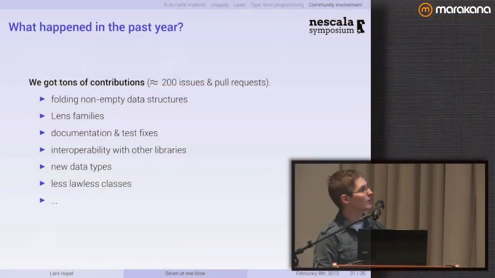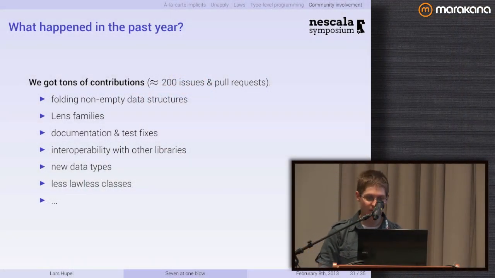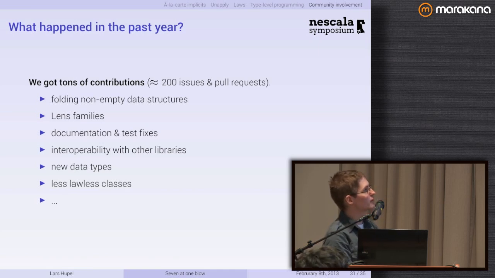So what actually happened in the past year? I've told you that Scalaz 7 has been under development for quite some time, and the wiki says it should be released in April 2012. Well, we are well overdue, but we got tons of contributions, about 200 issues opened and pull requests. We got quite a number of awesome contributions.